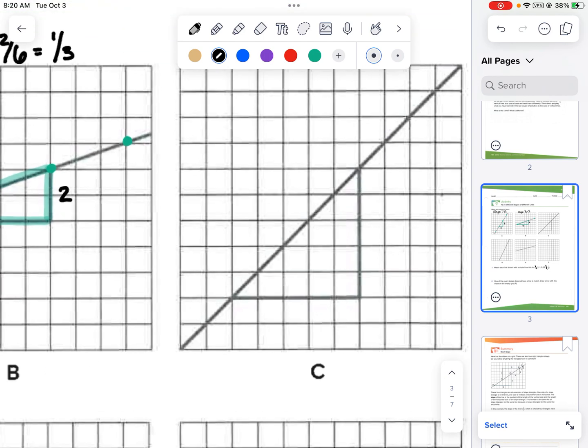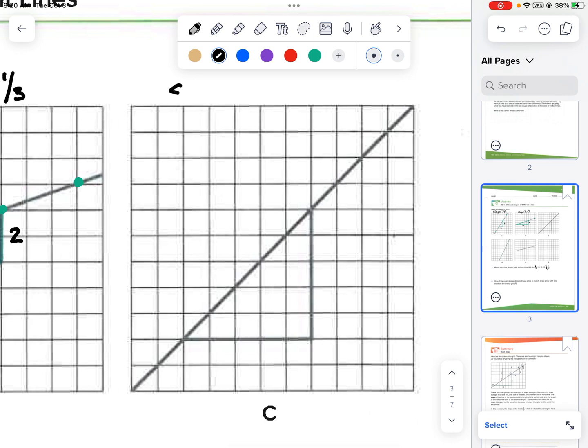All right, looking at C next. Go ahead and pause the video and try to find the slope of C on your own.